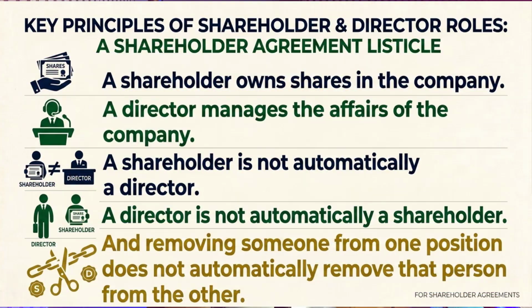So, your memorandum and articles of association, shareholders agreements, board resolutions, share records, and CAC filing should all reflect the real arrangements. So, in conclusion, here is the simplest way to remember the difference. A shareholder owns shares in the company. A director manages the affairs of the company. A shareholder is not automatically a director, and a director is not automatically a shareholder. And removing someone from one position does not automatically remove that person from the other. Understanding these differences helps you protect your ownership, assign responsibilities correctly, and avoid future disputes.